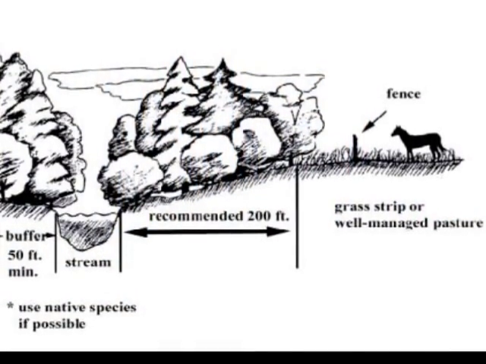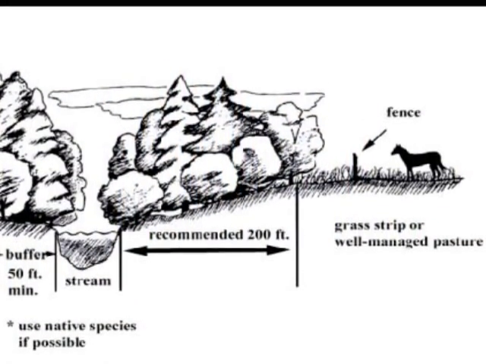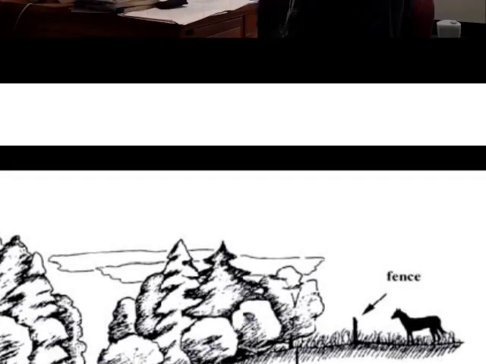Corridors around streams in particular offer really good shade for streams, so they keep the water temperature sort of buffered. That in itself is an important factor when we start thinking about the removal of riparian vegetation.